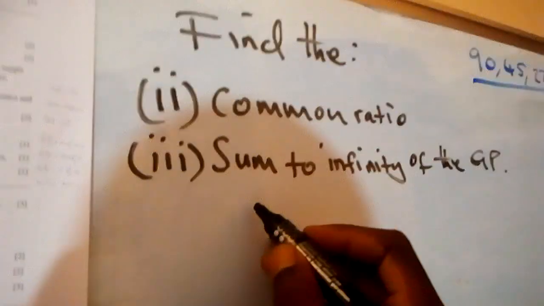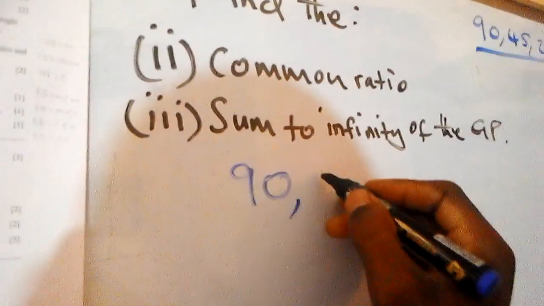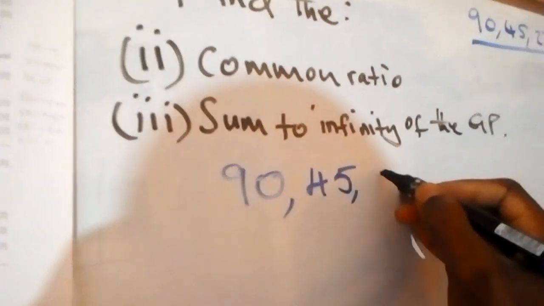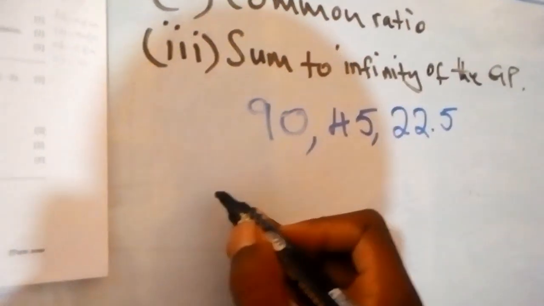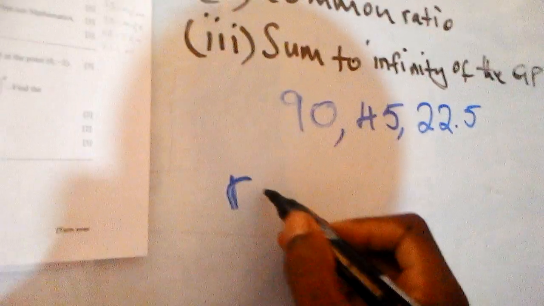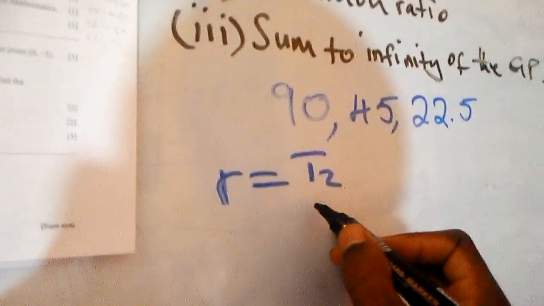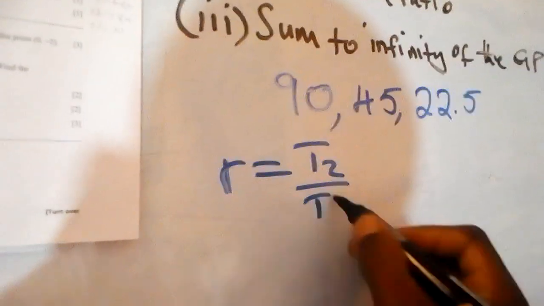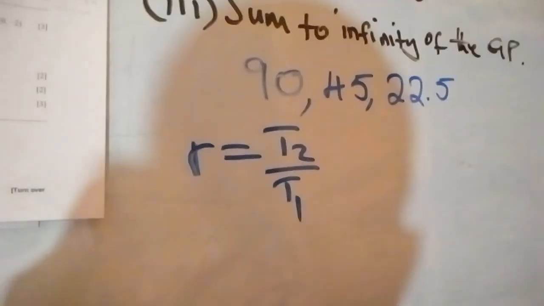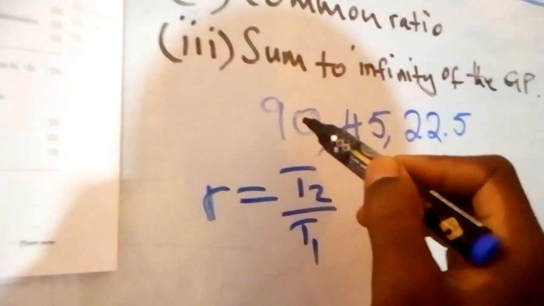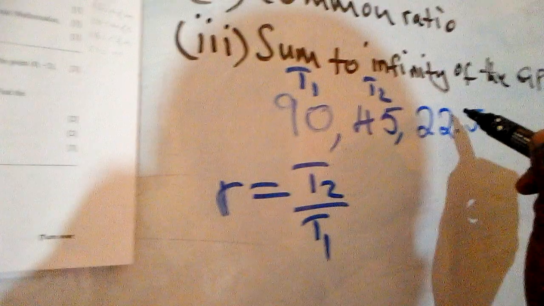Now remember, we have the first term as 90, the second term as 45, and of course the third term as 22.5. How do you find the common ratio? Well, the common ratio is denoted by the letter R, which is given by T2, the second term, divided by the previous term, the first term, and so forth. In this case, 90 is the first term. Take note, so 90 is T1, 45 is T2, and 22.5 is T3.